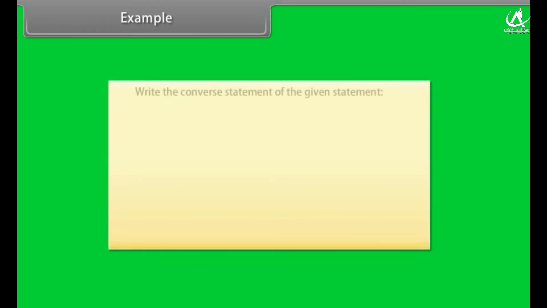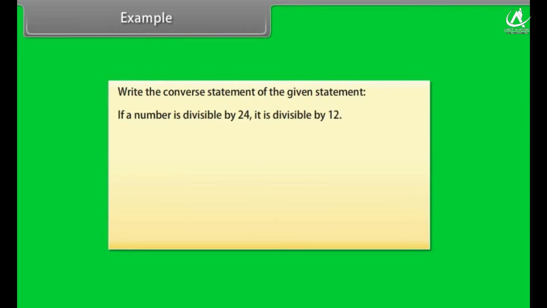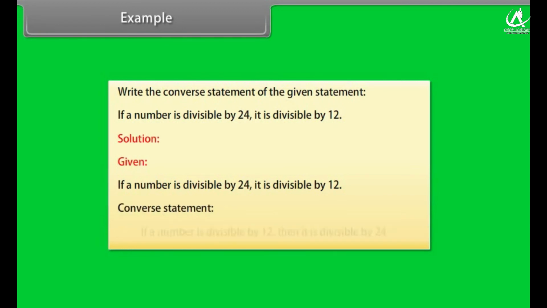Example. Write the converse statement of the given statement. If a number is divisible by 24, it is divisible by 12. Solution. Given. If a number is divisible by 24, it is divisible by 12. Converse statement. If a number is divisible by 12, then it is divisible by 24.